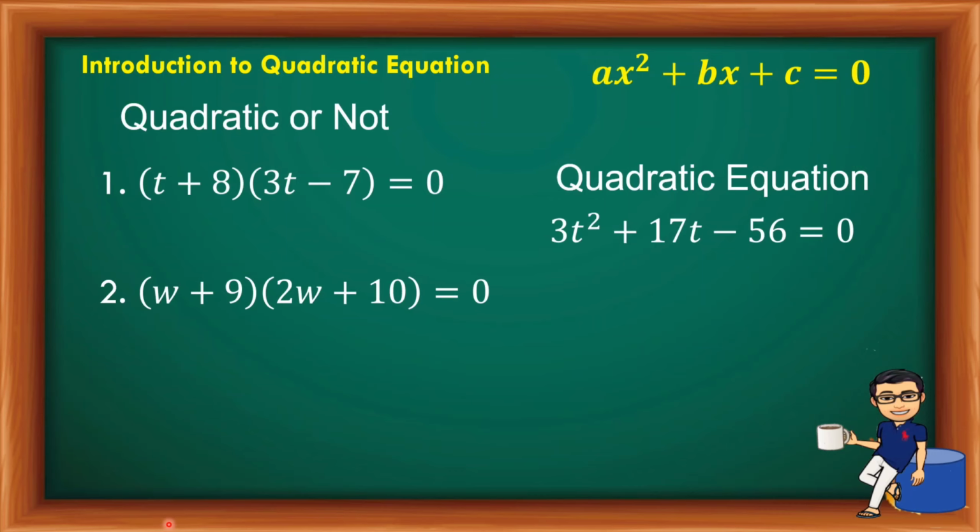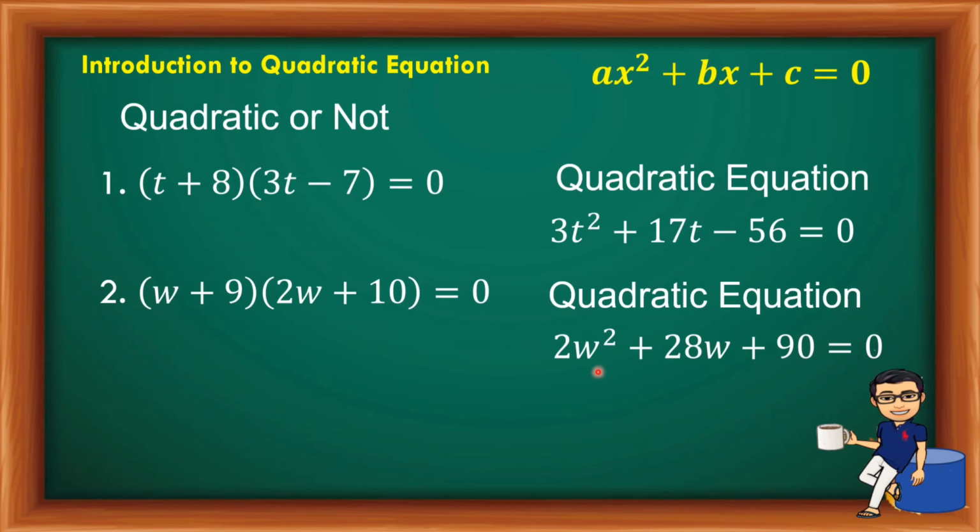Kung ang sagot nyo uli ay quadratic equation, tama uli kayo. Same process dito. Gagamitan pa rin natin ito ng FOIL method. W times 2W, 2W squared. Tapos, 9 times 2W is 18W. W times 10 is 10W. So, 18, tsaka 10. So, we have 28W. Tapos, 9 times 10 is 90, equal to 0.